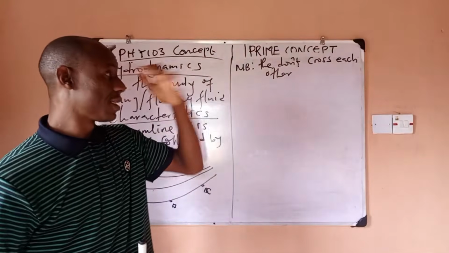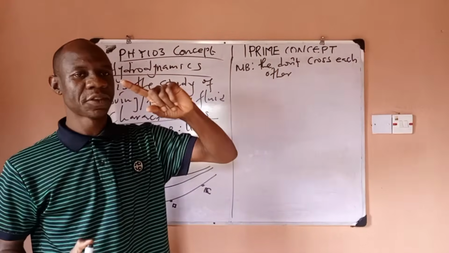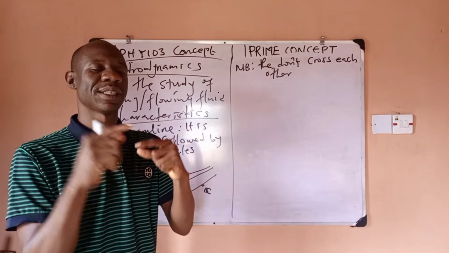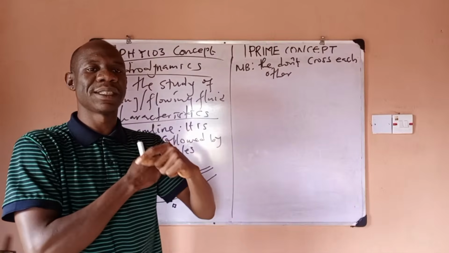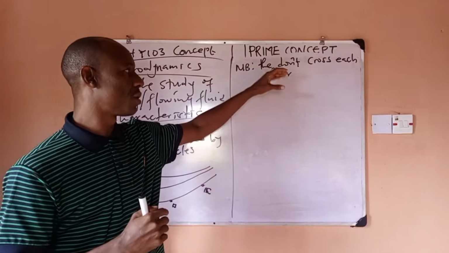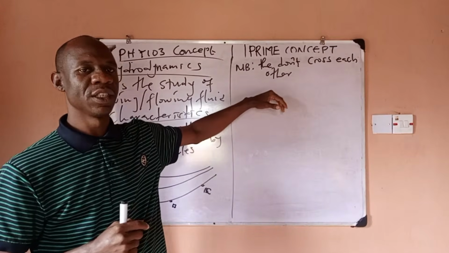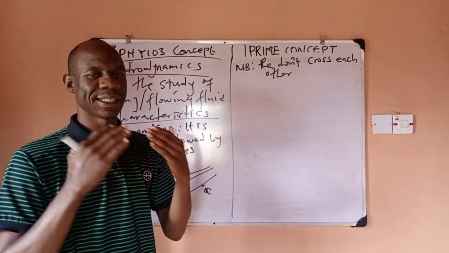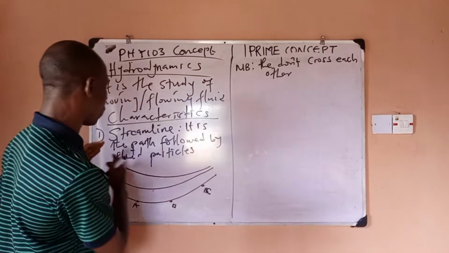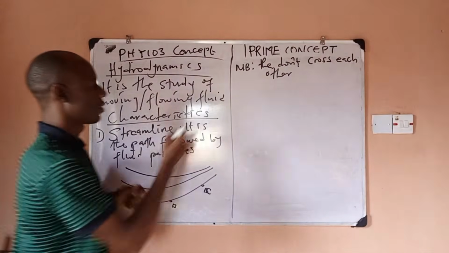And why is this very necessary? If streamlines cross each other, it means that at a particular point, a particle will have different directions. That is why it is necessary for streamlines not to cross each other, so that there is no conflict in direction of particles at a particular point. So this is one characteristic you should know for fluid.